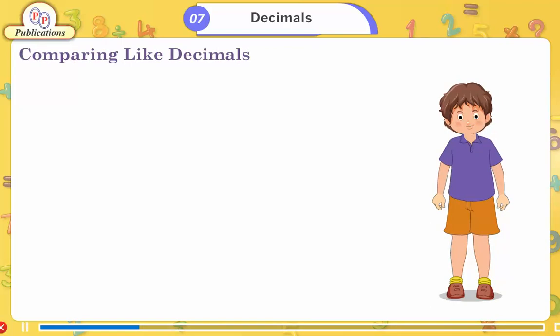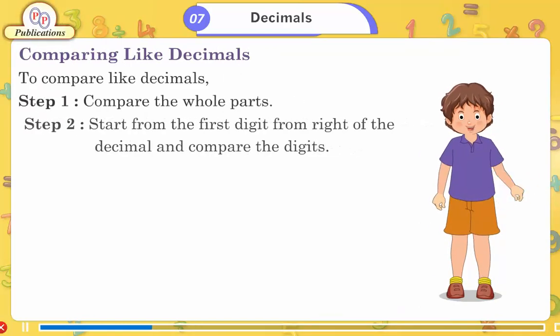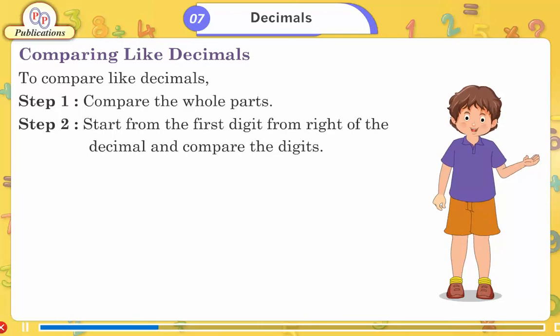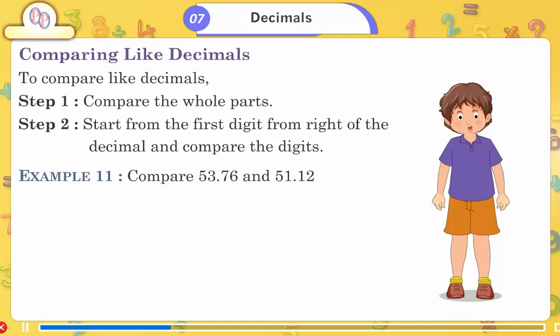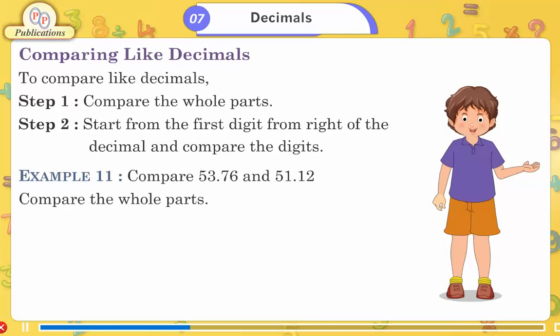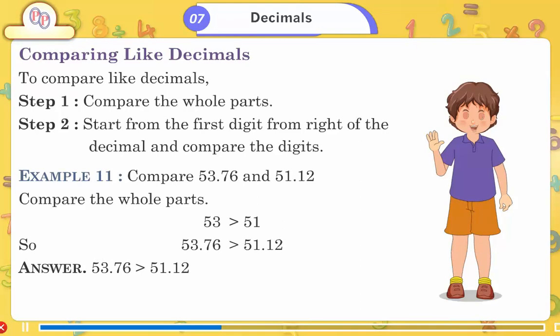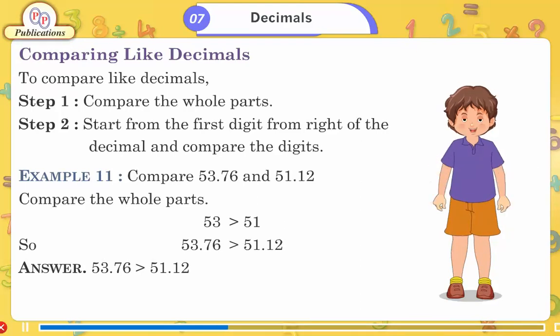Comparing like decimals. To compare like decimals, step 1: compare the whole parts. Step 2: start from the first digit from the right of the decimal and compare the digits. Example 11. Compare 53.76 and 51.12. Compare the whole parts. 53 is bigger than 51. So, 53.76 is bigger than 51.12. Answer: 53.76 is bigger than 51.12.